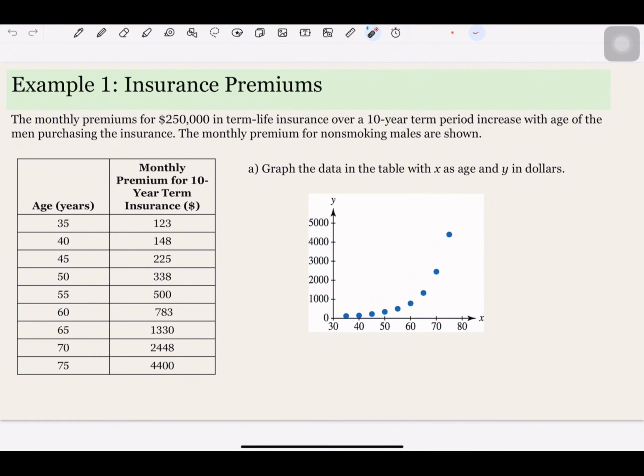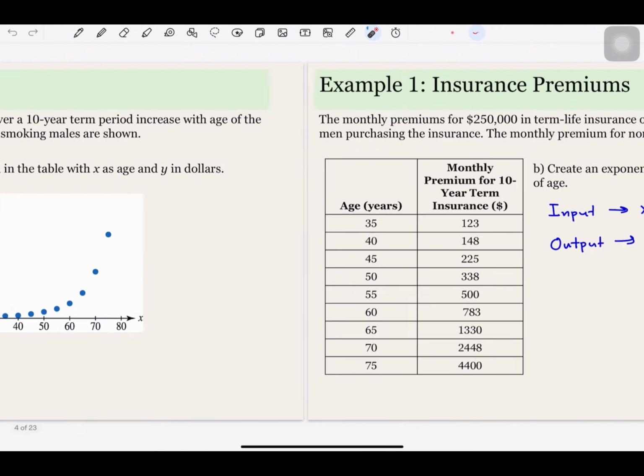If you analyze this plot, it shows that the output rises rapidly as the input increases. So let's move to the second part.